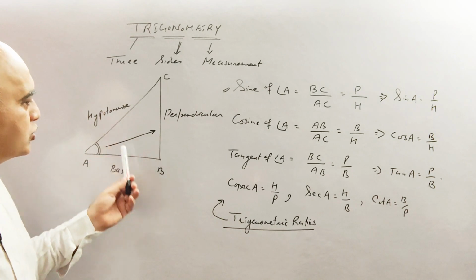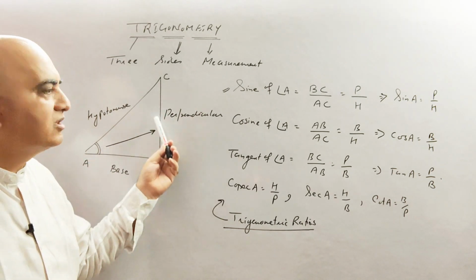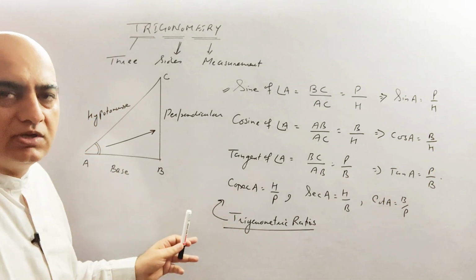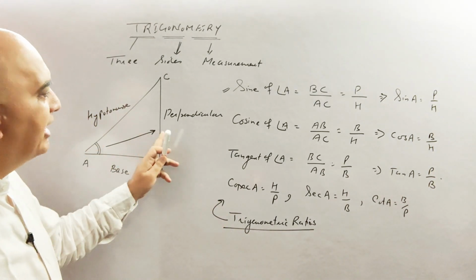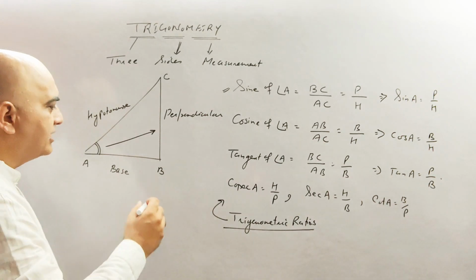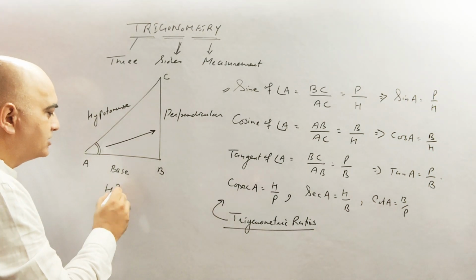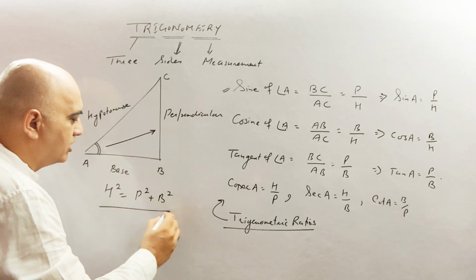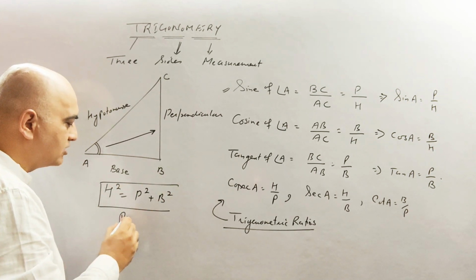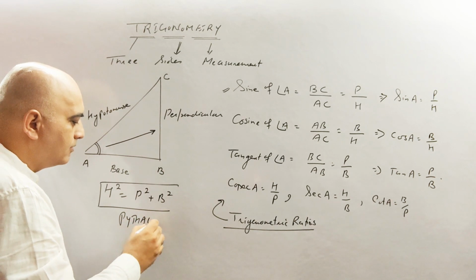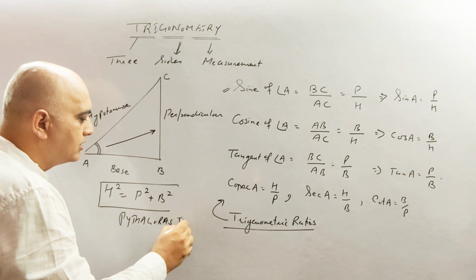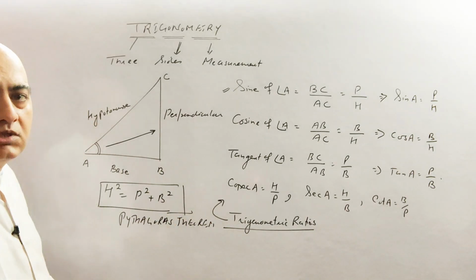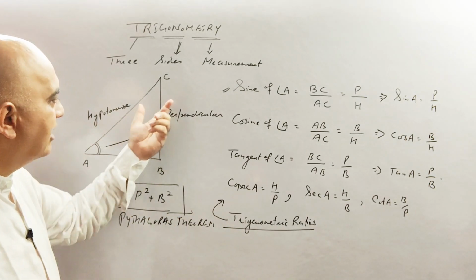Whenever we have any two of the sides in our question, how can we find the third side? We can use the Pythagoras theorem. By using the Pythagoras theorem, we can evaluate the value of the third side. And what is the Pythagoras theorem? Hypotenuse square is equal to perpendicular square plus base square. With the help of this theorem, we can find out the third side whenever we have two sides of the given triangle.